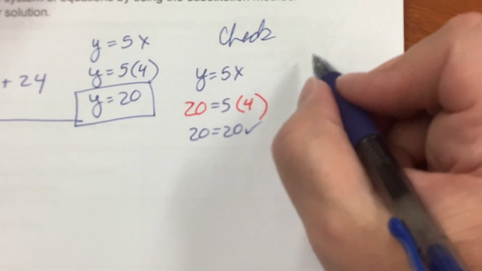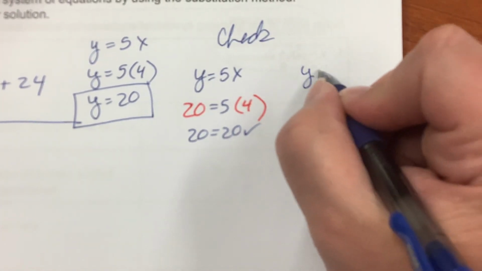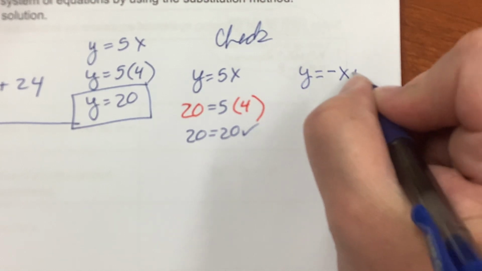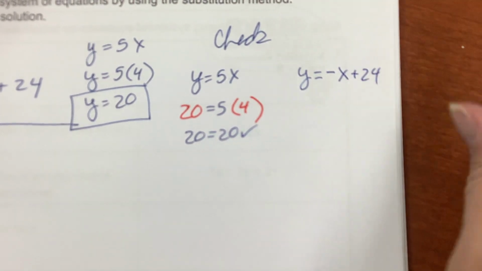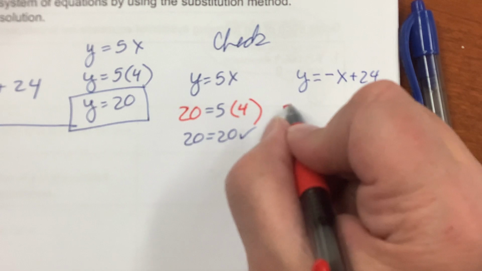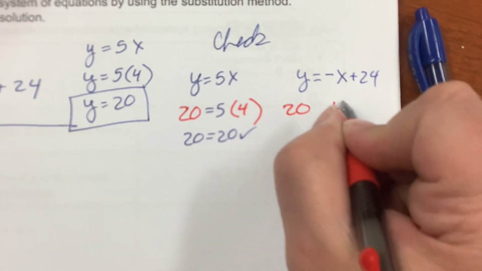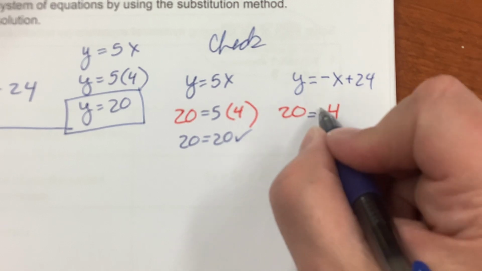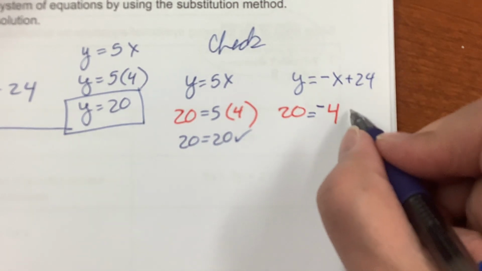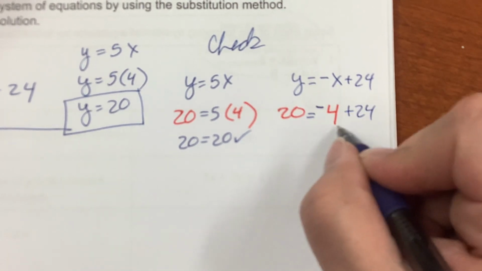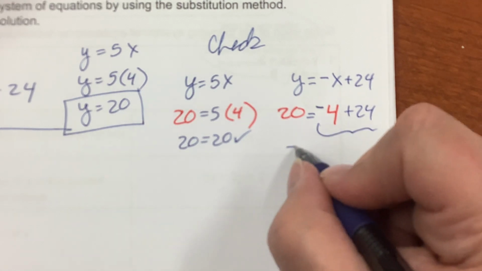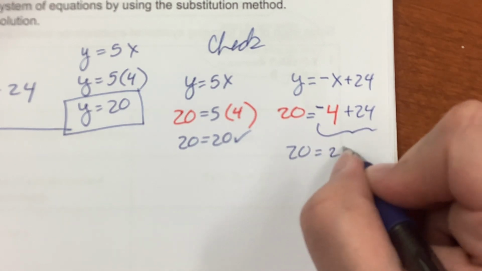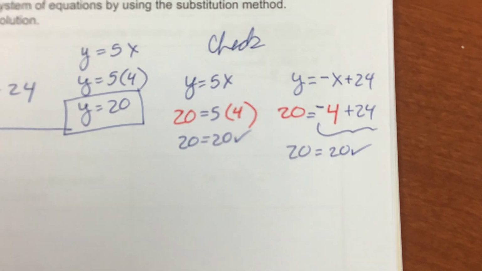Now to check the last one, y equals negative x plus 24. 20 equals, that negative goes with the 4 now. y equals negative 4 plus 24. Negative 4 plus 24. 20 equals 20. It checks. Yay. Last problem.